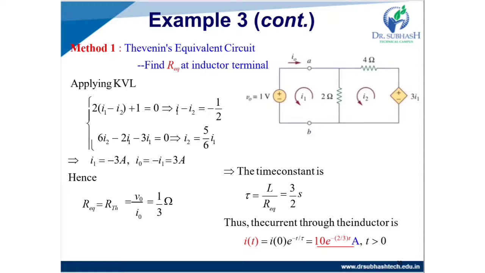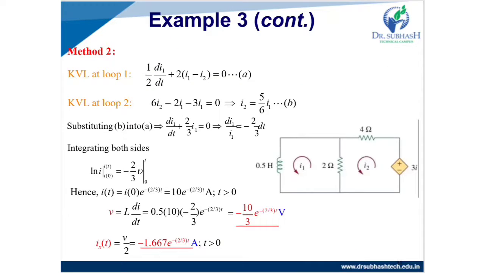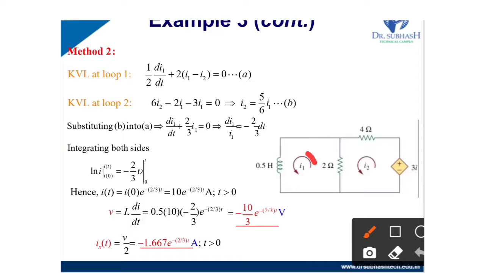So this method is based on Thevenin's theorem. If we just know KVL, we can find the answer by using just KVL equations. So method 2 is there. So here, by using just KVL, this is the first loop I1, and another loop is I2.